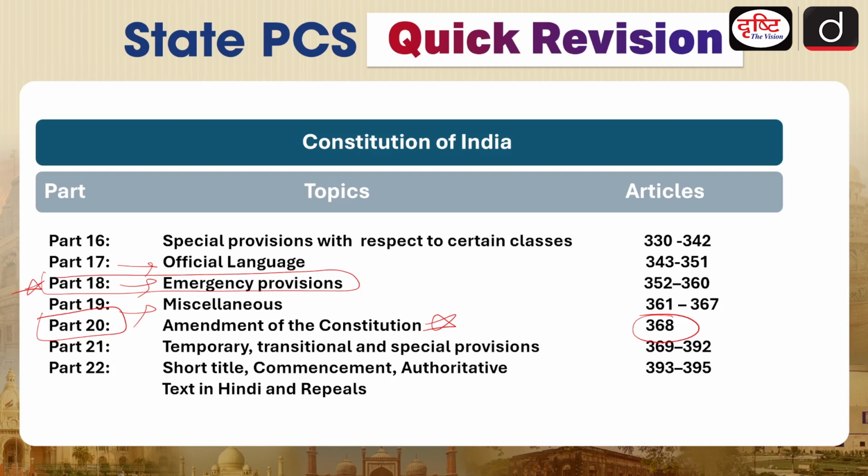And then part 22, this is the last one, that is short title, commencement and the authoritative text in the Hindi and repeals. Okay, so this is about the parts of the constitution. They have asked questions from various parts. You have to correctly match the parts given with the respective topics.